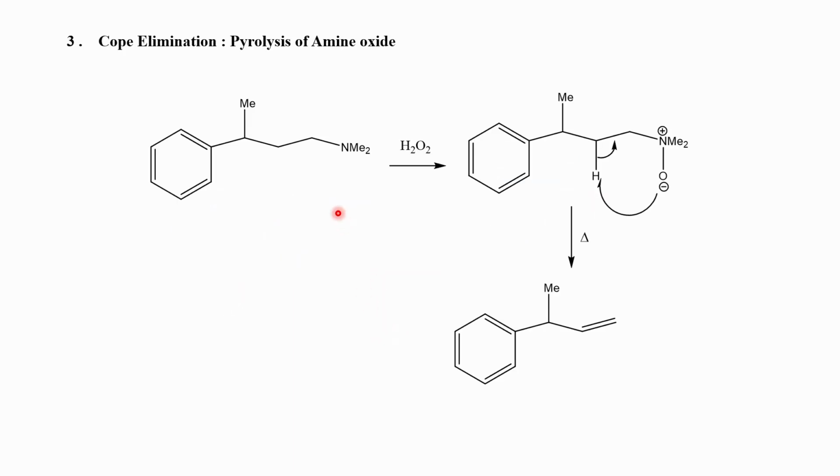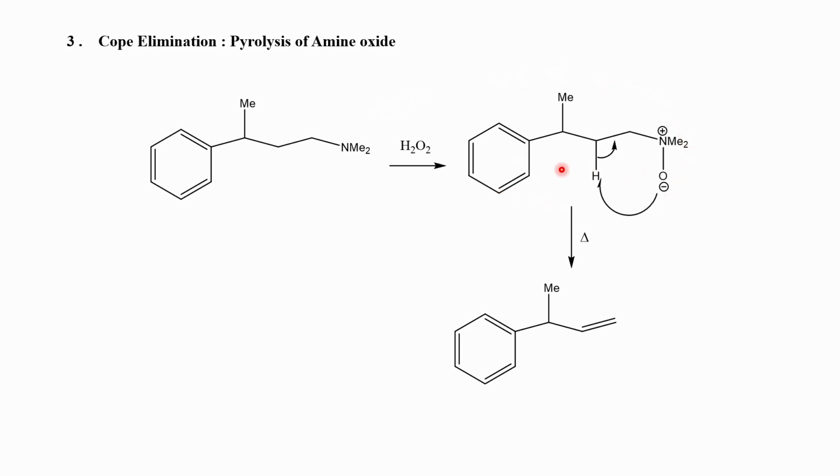Another important example of pyrolytic syn elimination reaction is the pyrolysis of amine oxide, which is otherwise called the Cope elimination reaction. In a Cope elimination reaction, a tertiary amine oxide, for example this compound, on strong heating gives an alkene, a Hofmann product, as the major product. This alkene is obtained by the Cope elimination reaction of this tertiary amine oxide.